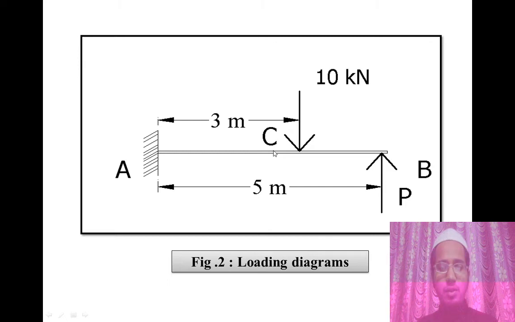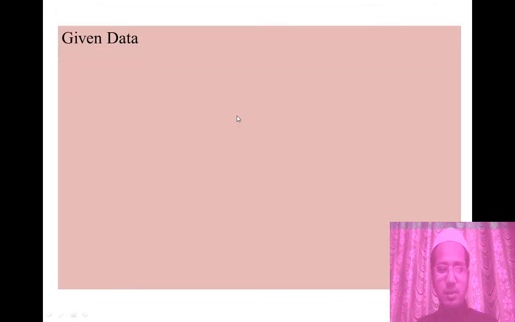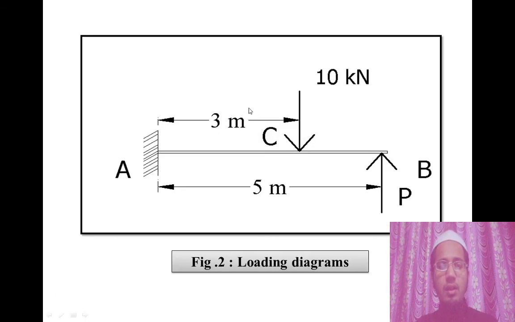Everyone have drawn like this. Span is 5 meter, distance of point load from the fixed end is 3 meter, and magnitude of point load is 10 kilonewton. Let us assume that this upward reaction at prop is P. Yes, we have done this in the previous numerical. Drawn? Okay. So let's solve.